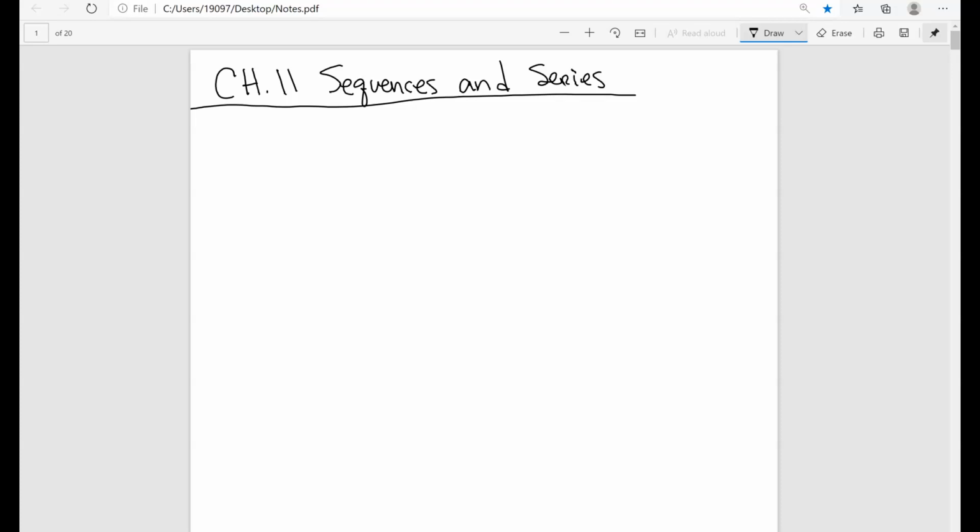So this is going to be chapter 11, sequences and series. So our last chapter. We're going to first start off with a little bit of a recap of what a sequence and a series is. First, to start off with the sequence: a sequence is really just a list of numbers in this case. It can also be a list of things that are in order.